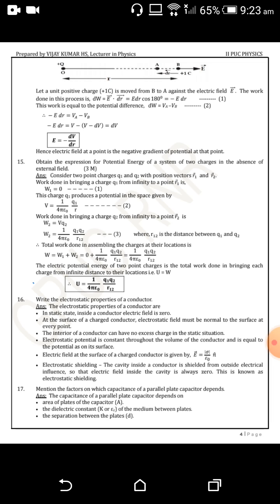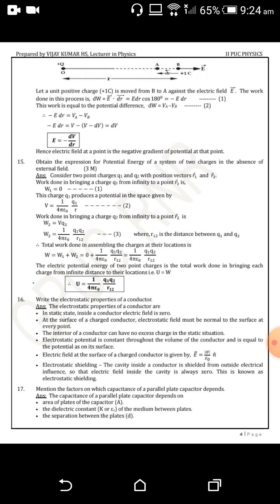Since we have taken a positive charge, plus q, as the source, and the test charge is also a positive charge, when you make this test charge move towards the source charge plus q, the test charge will be repelled. In order to overcome that electrostatic force of repulsion, we need to do some work to move the unit charge towards the source charge.